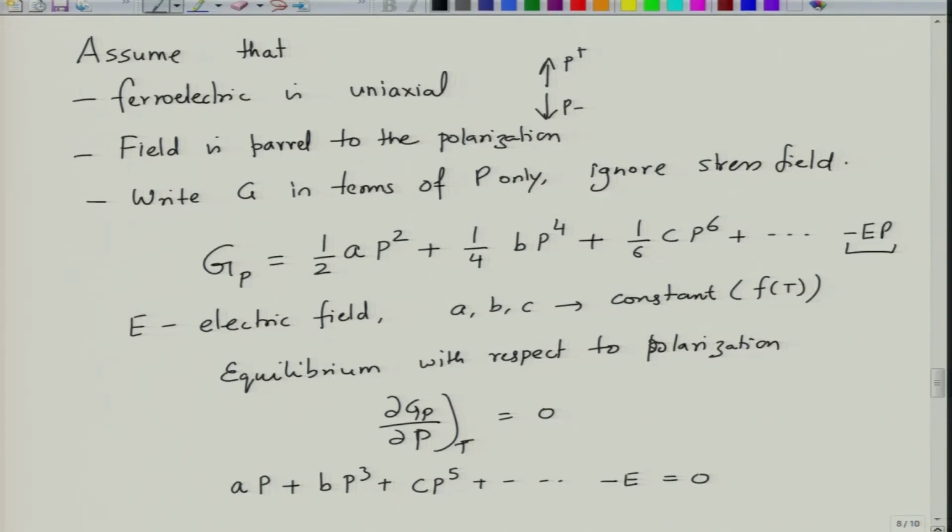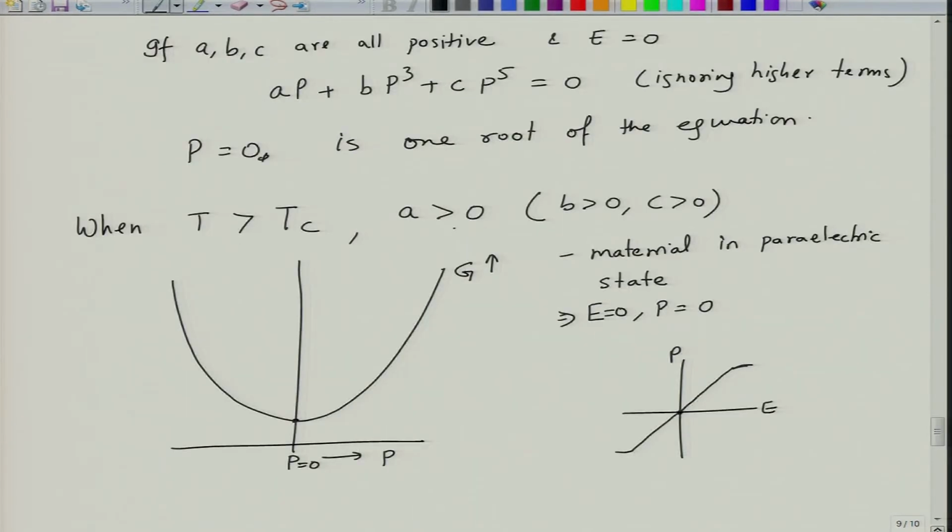So, now let us say in the above derivation that we did, we took AP plus BP cube plus CP5. Now, let us say E is not equal to 0. Okay. Now, let us assume that E is not equal to 0. Then we said that del G by del P is equal to 0 at constant temperature. Okay. So, AP plus BP cube plus CP5 minus E was equal to 0, right. This was the expression that we have.